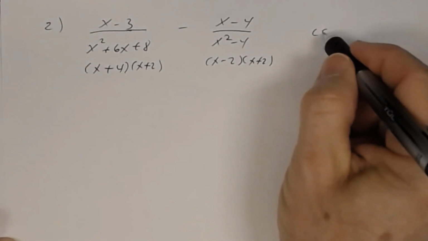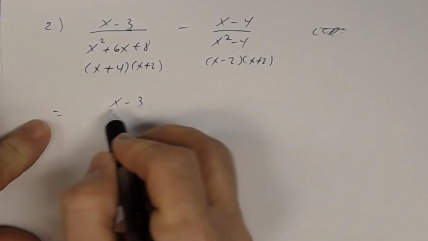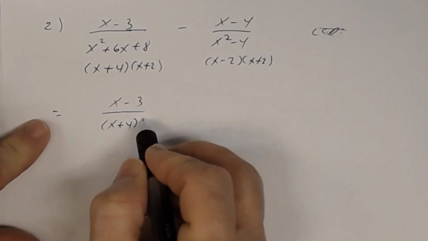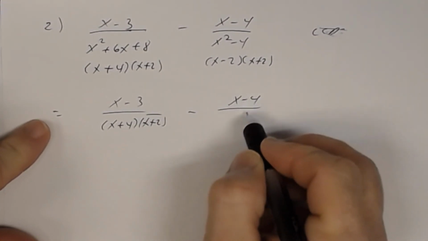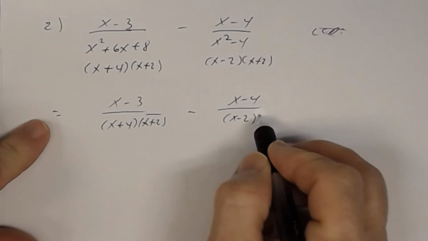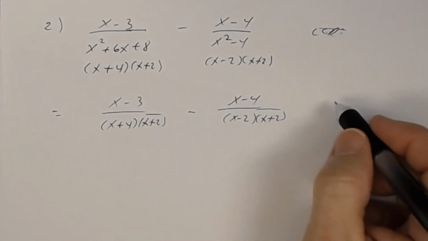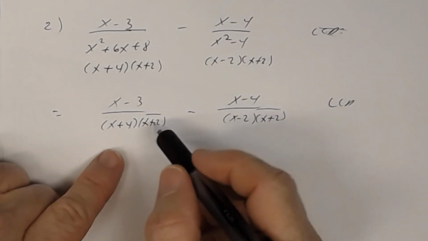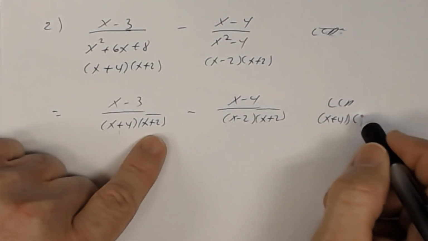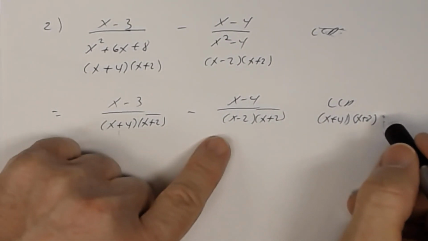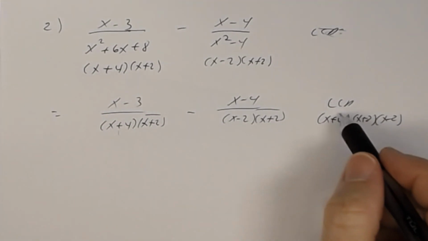And so now my least common denominator, well, let's go ahead and rewrite this over. So it'll be x minus 3 divided by x plus 4, x plus 2, minus, and then x minus 4 divided by x minus 2, x plus 2. All right. So the least common denominator now is going to be every factor you see. I see an x plus 4. I see an x plus 2. I see an x minus 2. And I see an x plus 2, which already happened. So it's those 3 factors.